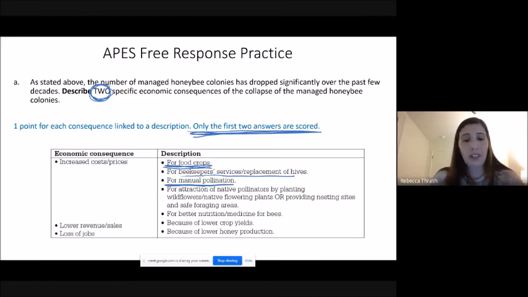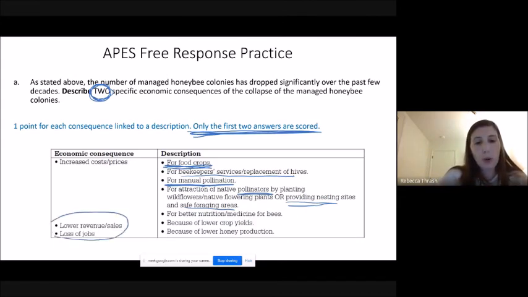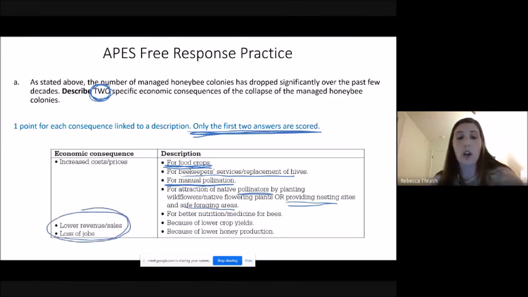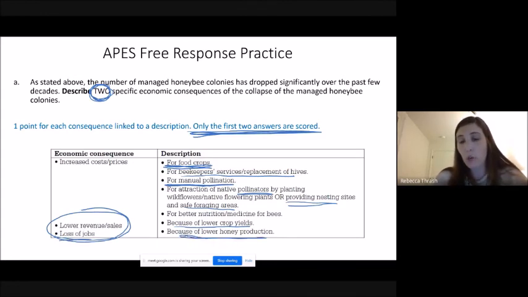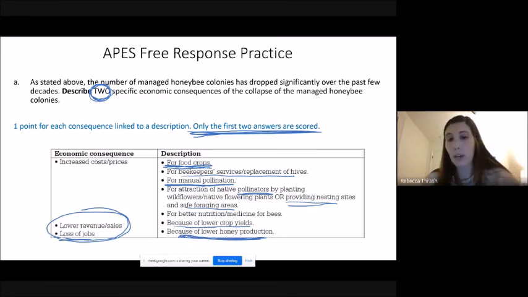You may have to invest in attracting other native pollinators or by providing nesting sites or safe foraging areas for those things. And you also could have talked about lower revenue or sales or a loss of jobs related to these agricultural practices. So you would have lower revenue and sales because you just overall have less crops to sell. The yields are lower. You also could have a loss of jobs because you don't have as much honey being produced, which is in and of itself an economic consequence.